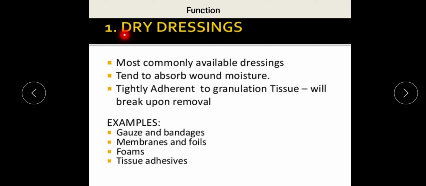So first one, the dry dressing, right? When we are going for dry dressing, most commonly available dressing, this is dry dressing, right? Sometimes it drains and absorbs wound moisture, and it is tightly adherent to granulation tissue and will break upon removal, right? So what are the examples we can write here? Gauze and bandage, then membrane and foils, foams, tissue adhesive. These are the different examples.